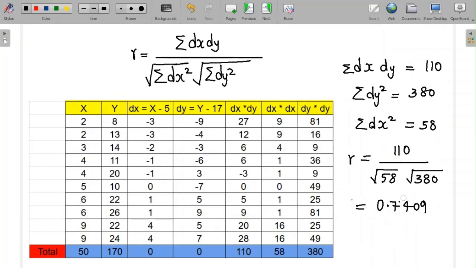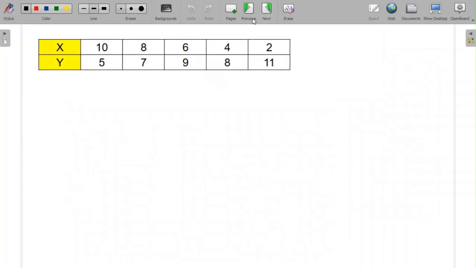We have solved that using two methods, and in both cases, the answer is right. We'll take another example. We'll take a data set which has only 5 observations in x and y.